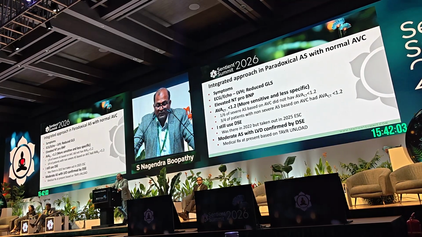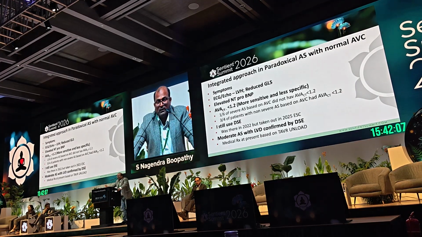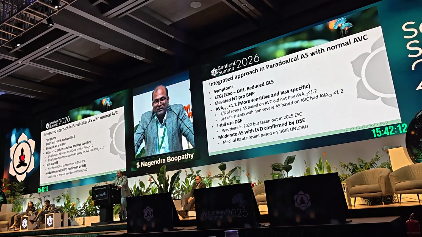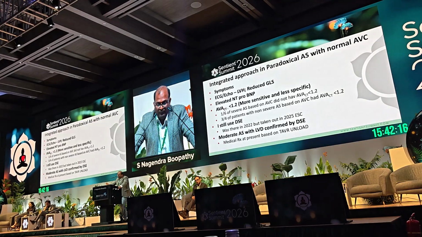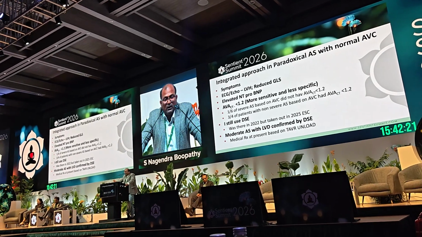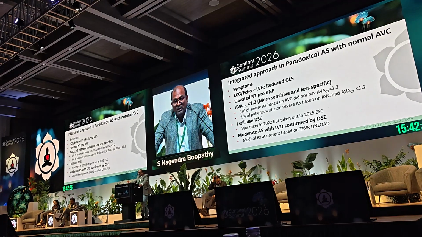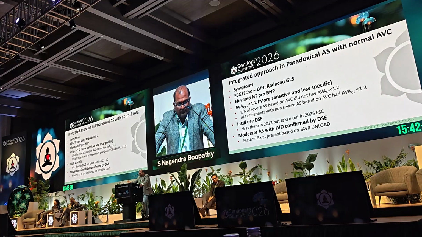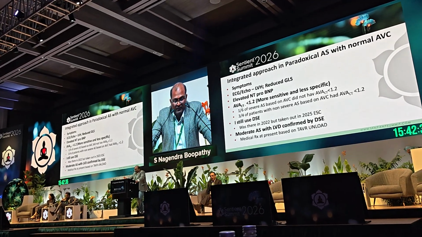To conclude, the integrated approach in paradoxical aortic stenosis with normal aortic wall calcium includes assessing the symptoms, going with ECG, looking for evidence of LVH which cannot be explained by other diseases like amyloid, looking for advanced echo parameters like GLS, and biochemical parameters like biomarkers such as NT-proBNP. Integrated CT assessment, measuring the aortic wall calcium by means of CT scan. Understanding the sensitivity and poor specificity of the same is very essential.